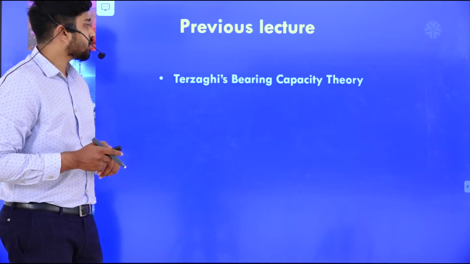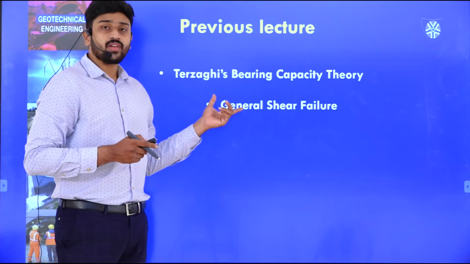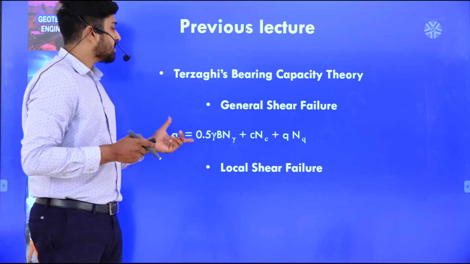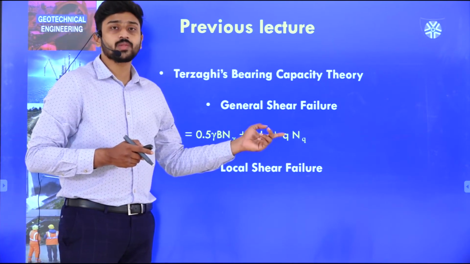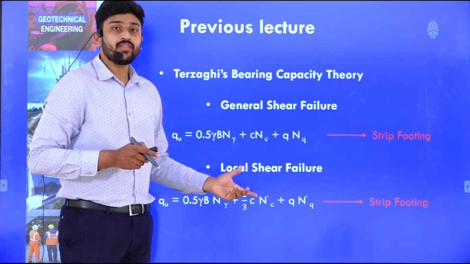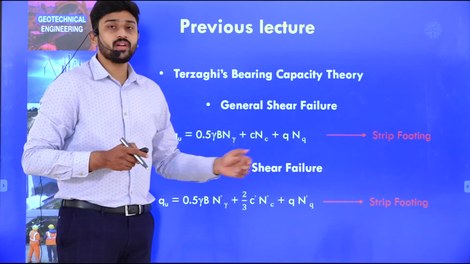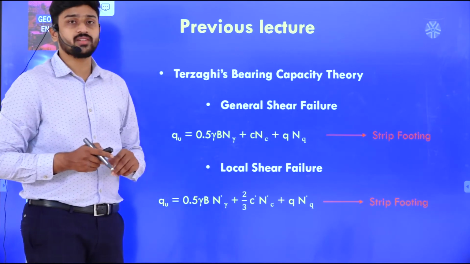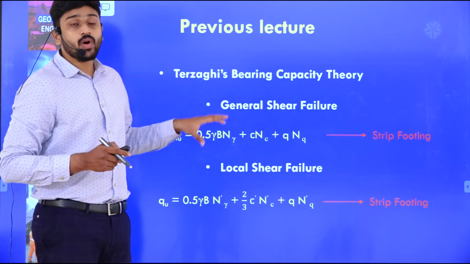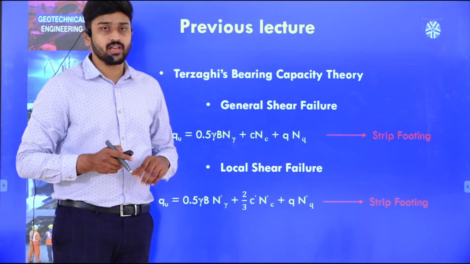Coming to the previous lecture, we have understood Terzaghi's bearing capacity theory, where we considered the general shear failure initially and then the local shear failure. In general shear failure we obtained this particular expression for the strip footing. In the case of local shear failure, because it is modified due to the parameters c dash and phi dash, this expression is obtained for the strip footing. So these two, how we have derived, we have looked at. Now we will look at the effect of water table on these parameters of determining the ultimate bearing capacity in more detail in today's lecture.